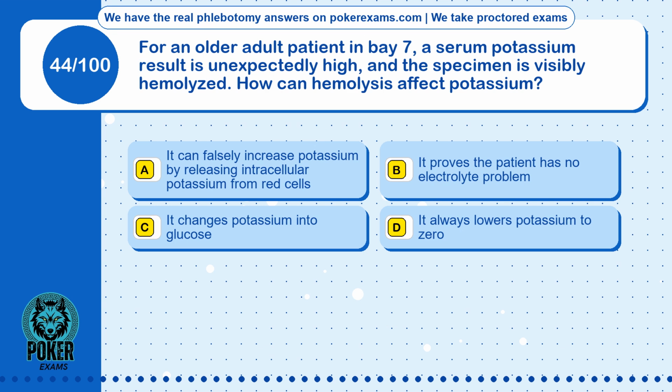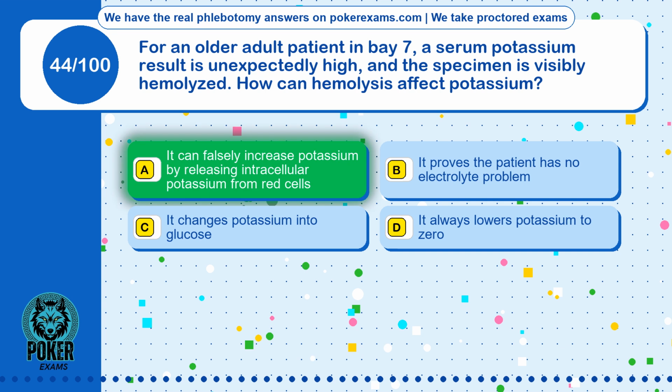Question 44. For an older adult patient in Bay 7, a serum potassium result is unexpectedly high, and the specimen is visibly hemolyzed. How can hemolysis affect potassium? Option A: it can falsely increase potassium by releasing intracellular potassium from red cells. Option B: it proves the patient has no electrolyte problem. Option C: it changes potassium into glucose. Option D: it always lowers potassium to 0.